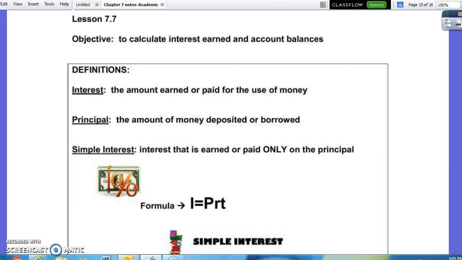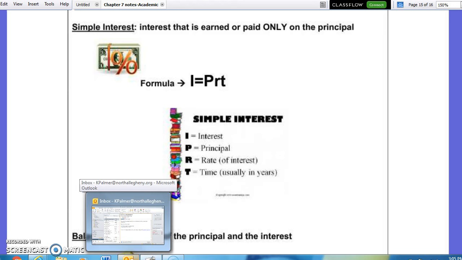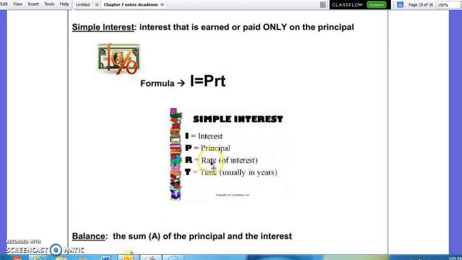So if we scroll down here and we look at our formula, we have I equals PRT. Now I is that interest, equals P the principal, rate of interest is R, and time. Time is always going to be in years. Now notice our rate. That rate is going to be a percentage. We can't multiply by a percentage. We have to change that percentage to a decimal by moving that decimal place over 2 places to the left. And don't forget to always make sure your time is in years.